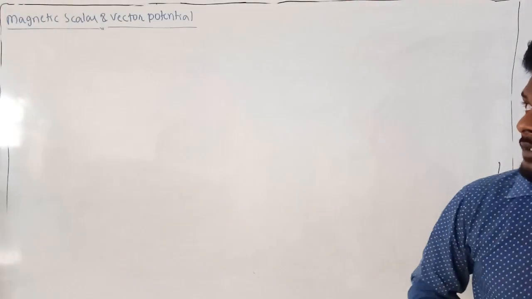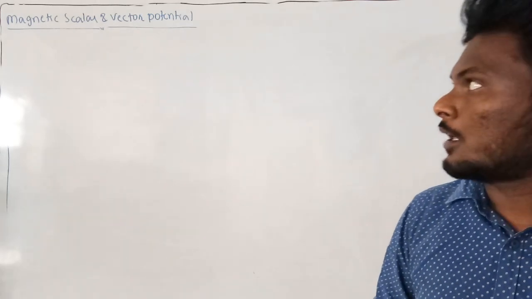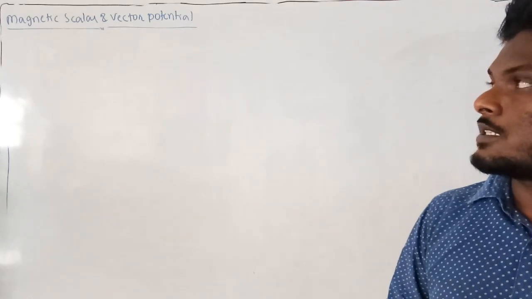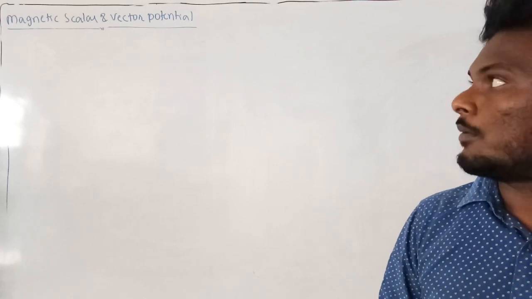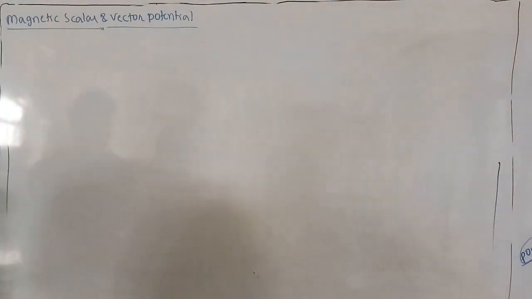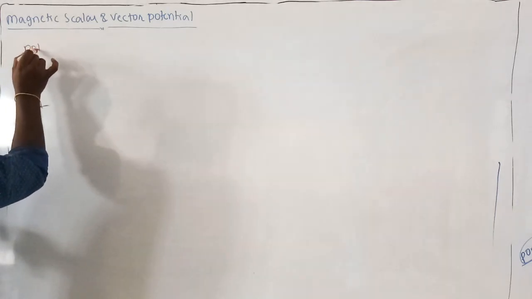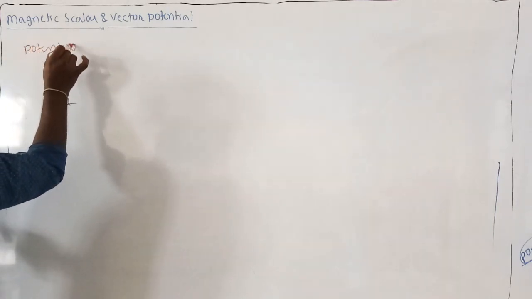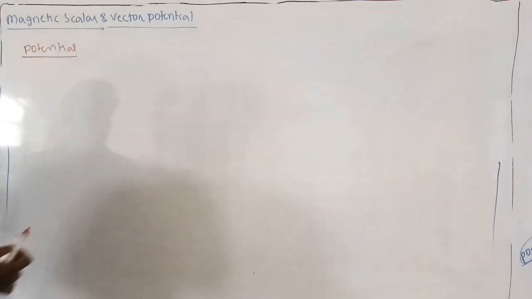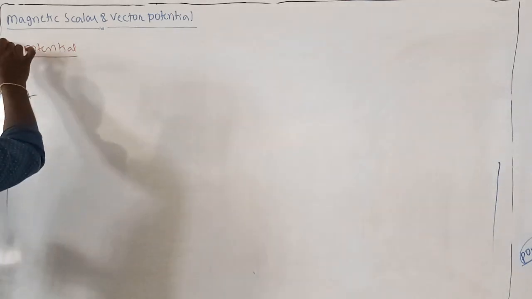In this class, I am going to explain magnetic scalar and vector potential. This concept we are going to study under magnetostatics. In electrostatics, we already have a concept of potential. Similarly, in magnetostatics also we have a concept of potential.